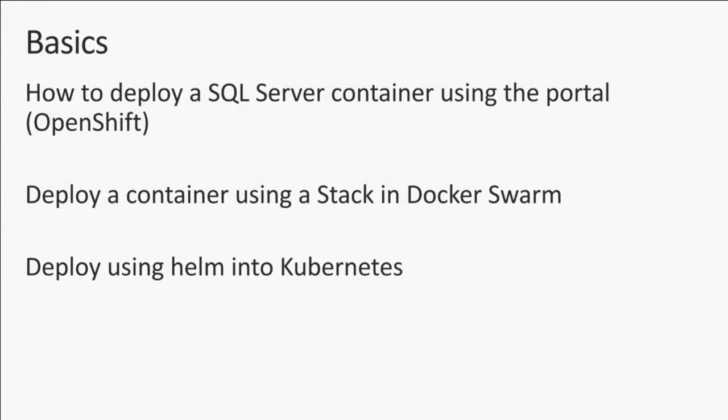So let's cover a few basics. I'm going to give you 3 demos of how we can deploy applications into various container platforms using different methods, right? We'll go into OpenShift via the portal. We'll deploy a container into Docker Swarm using a stack, and then we'll also deploy into Kubernetes using Helm.